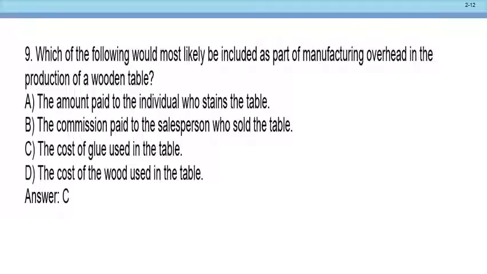How about the cost of glue? Glue is like mayonnaise, isn't it? Only don't eat glue. You can eat mayonnaise, but don't eat glue. But other than that, it's like the lubricant for the car or whatever. Okay. D, the cost of the wood used in the table, that's going to be direct material, isn't it? Okay. All right. So the answer here is C.